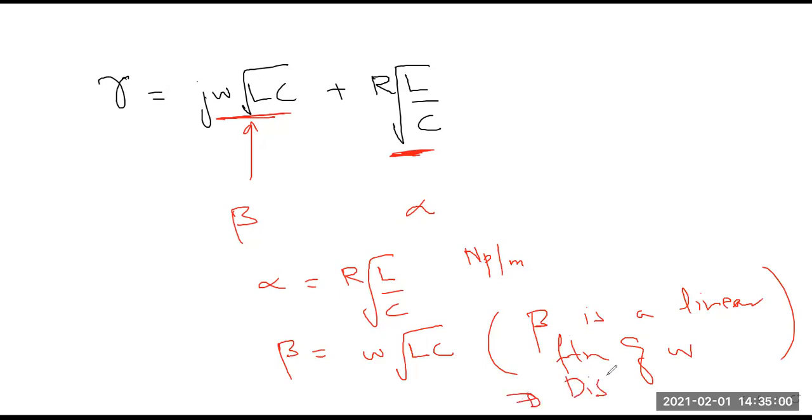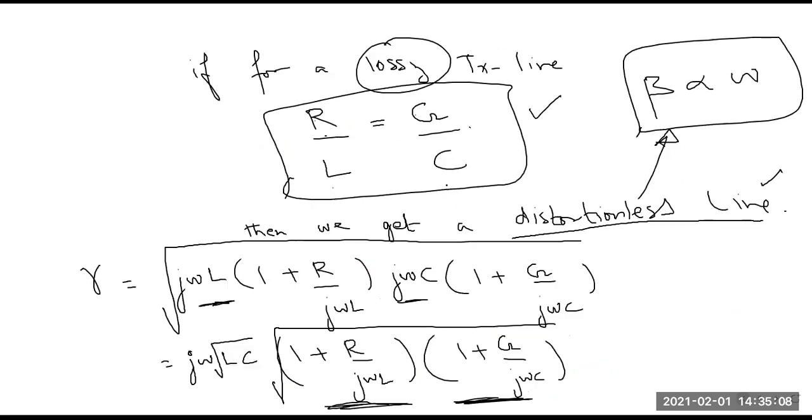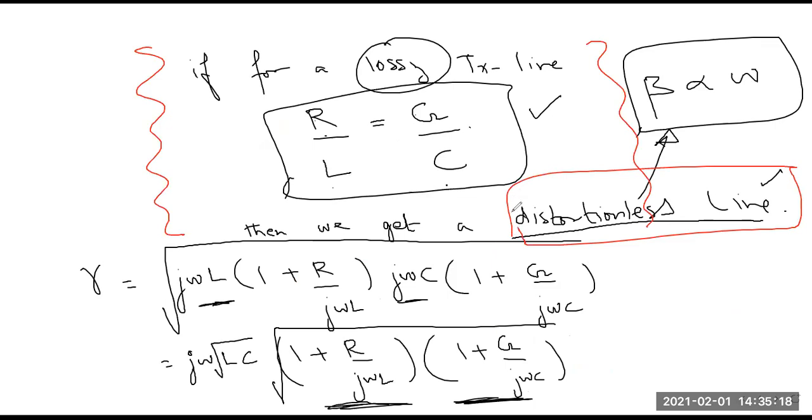Therefore, this transmission line is going to act as a distortionless line. And this is what I started with. That if you have a transmission line which fulfills this criteria, then we get a behavior that the transmission line will act as a distortionless line.